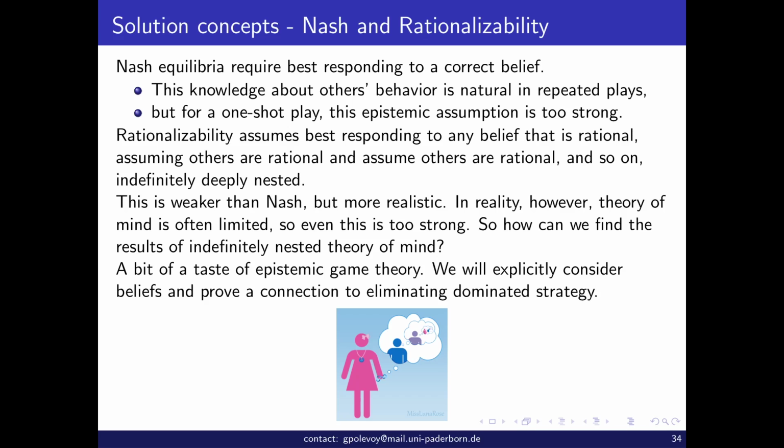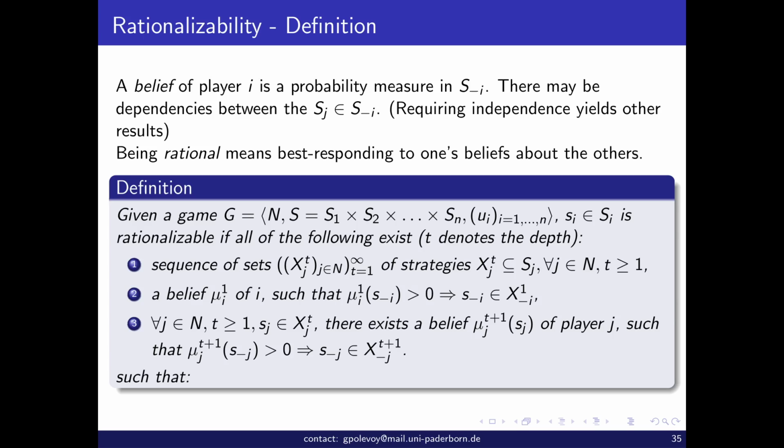So to sum up, we are going to look at more reasonable assumptions than the Nash equilibria used, and this is rationalizability. This is a little bit of this domain of epistemic game theory, and we're going to connect this to iterated elimination of dominant strategies. So let us first define belief. A belief of player I is simply a probability measure on the other strategy.